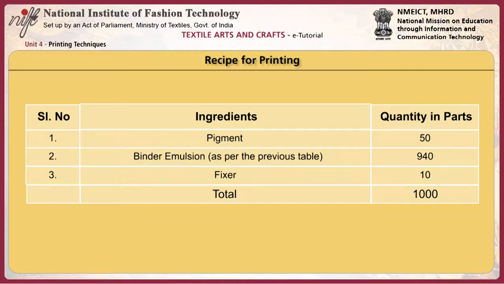More binder can be added to the above paste as required. Pre-mixed binder emulsion is also available in the market, which can be directly mixed with pigments and fixer as per the printing recipe. In the next stage, the fabric to be printed should be ironed and tightly stretched on the printing surface and can be secured in place by pins.